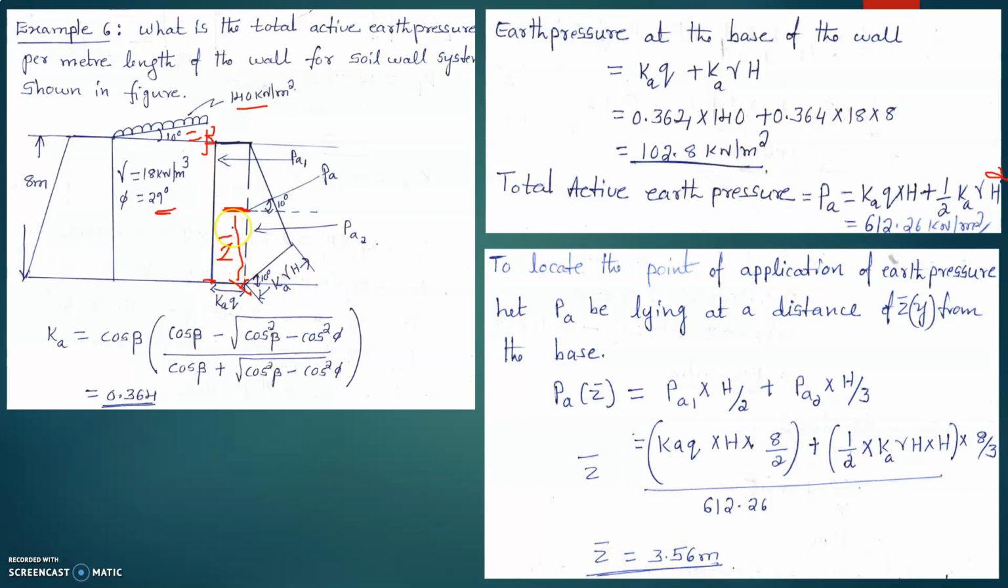So this is 3.56. The total active earth pressure is acting at a distance of 3.56 meter from the base of the wall. I hope all of you understood. Thank you.